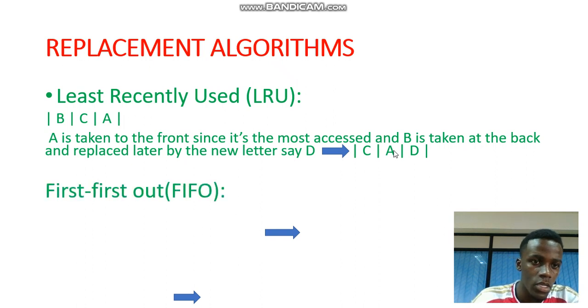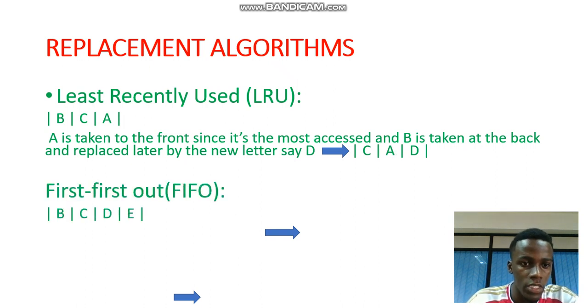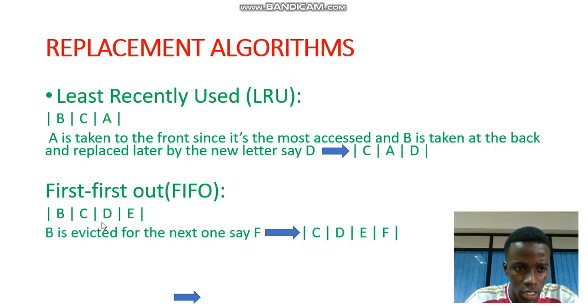The next one we have is first in first out as a replacement algorithm. For first in first out, as we can see, these are blocks. B is the one that came in first. You see it's at the back, so it will be B that will be evicted or replaced. Say we had a new input F. F will come in and B is moving out. I think we notice the difference between this and the earlier one.